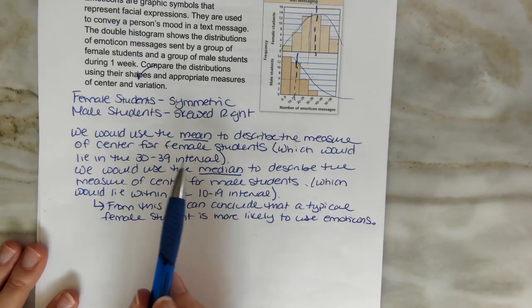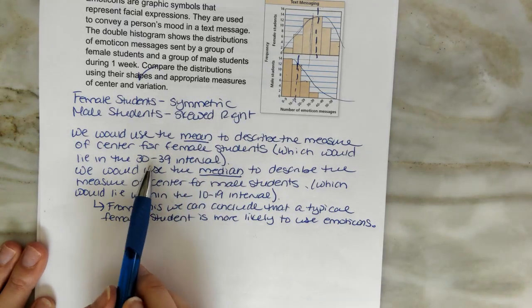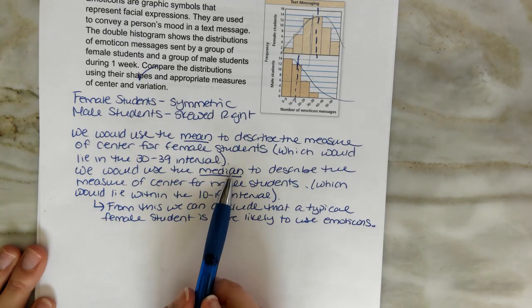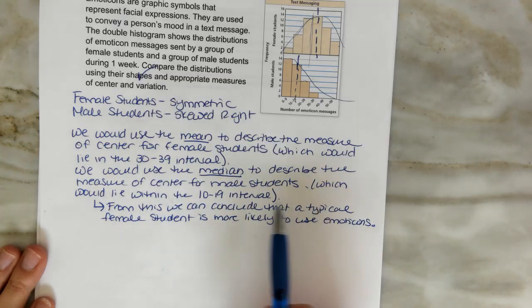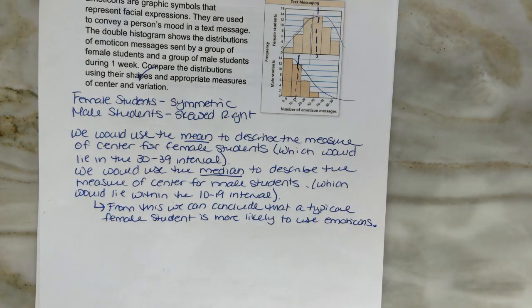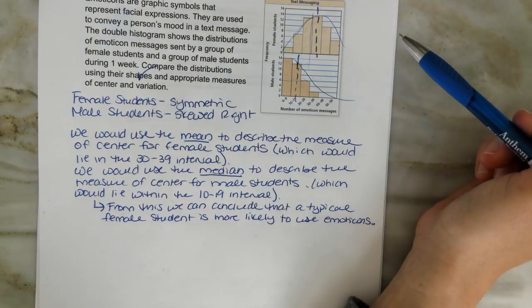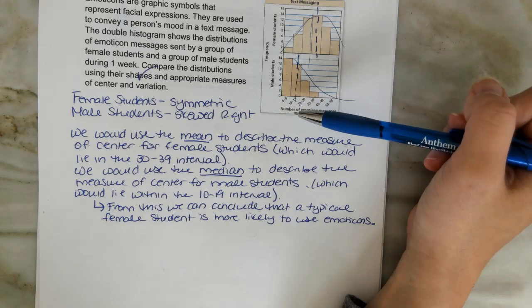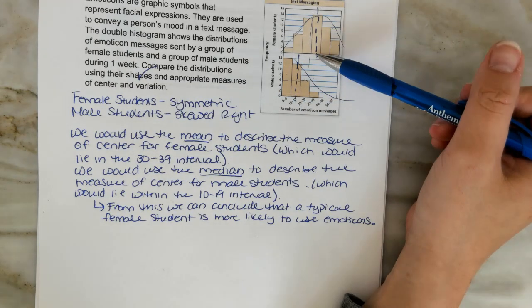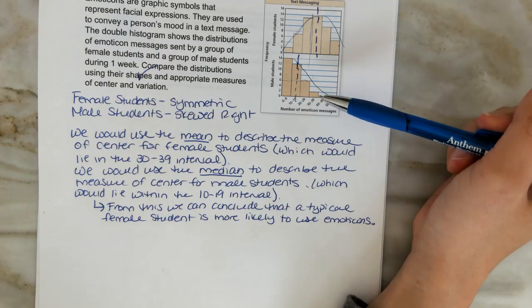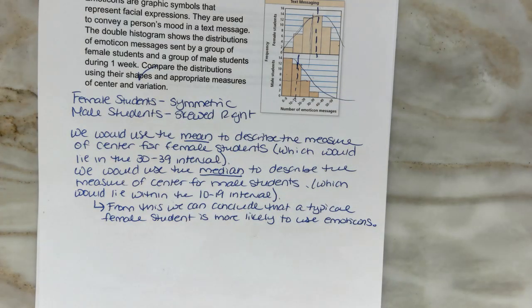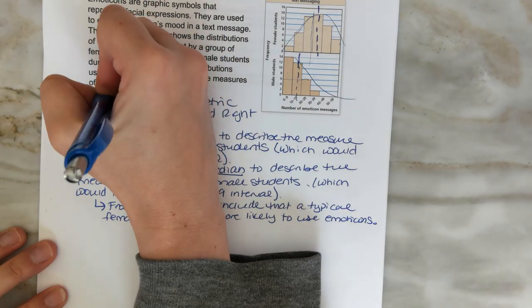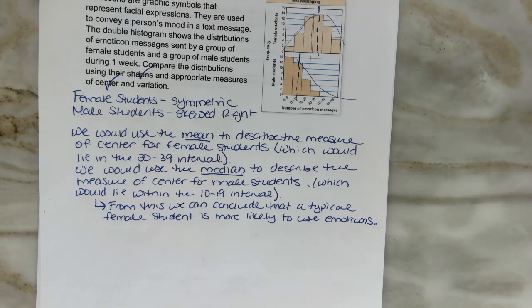Because our measure of center for the females, which is the mean, would lie within the 30 through 39 range. The measure of center for the males, which would be the median, would be the 10 to 19 range. Plus, you can kind of just look at the graphs and determine that. There are way more males using 0 to 9 emojis per week, and there are way more females using 30 to 39 emojis per week. So even the graphs just pretty much tell you that a female student is more likely to use emoticons than a male student. So, measures of center, check.